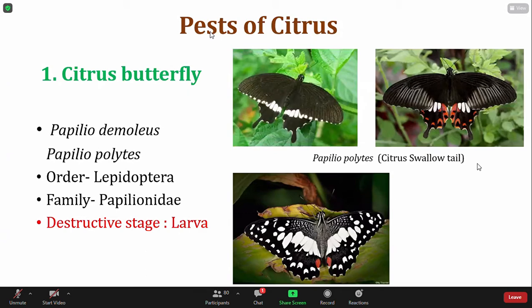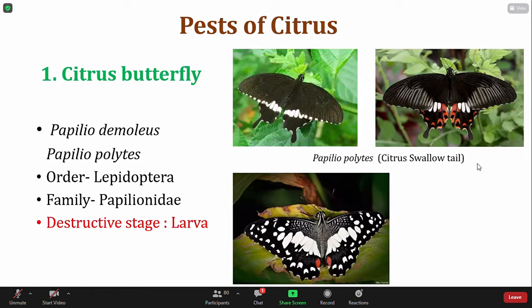Okay, pests of citrus. The first pest is citrus butterfly. Do you identify this in your home garden? I think it's a common pest in citrus cultivation. The citrus butterfly is Papilio demoleus. You can see the Papilio is a swallowtail. You see here the swallow is on the hind wing, and Papilio is the citrus butterfly. It lacks the swallowtail. This is the order Lepidoptera and the family Papilionidae.